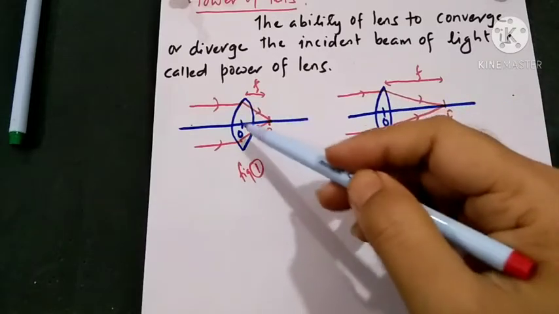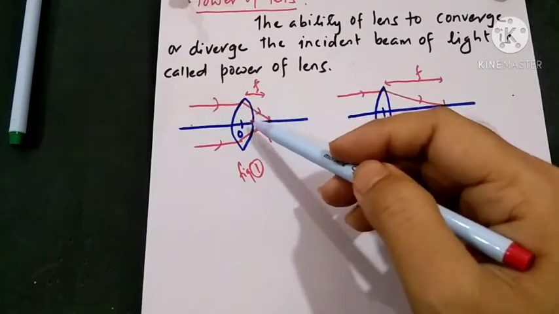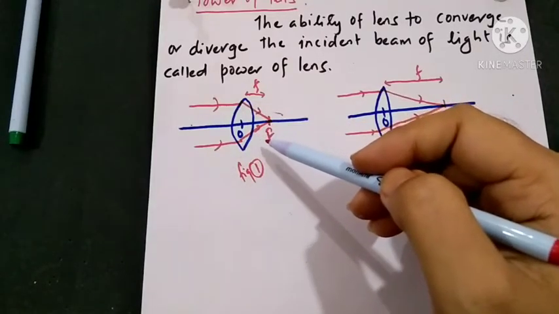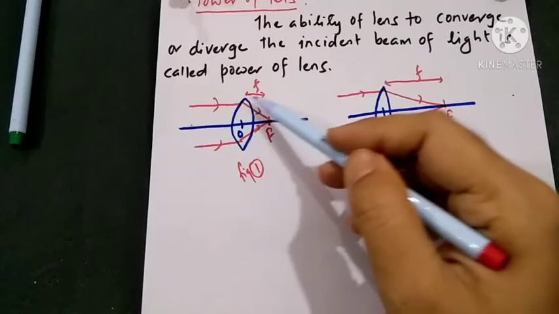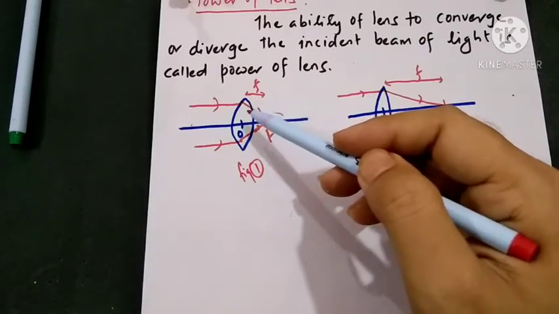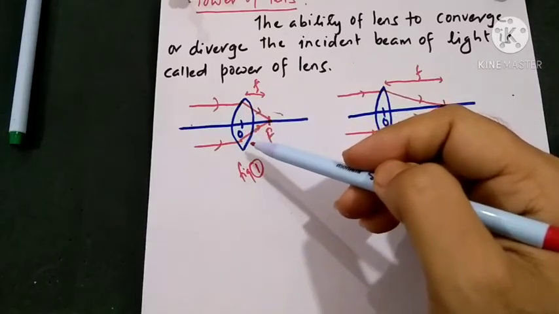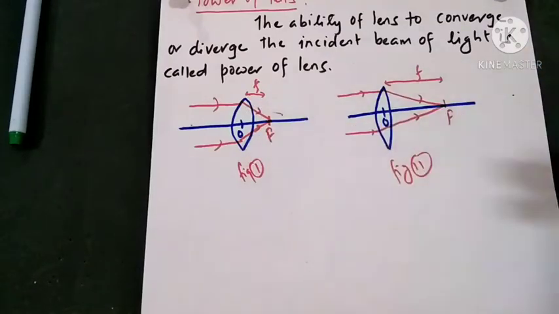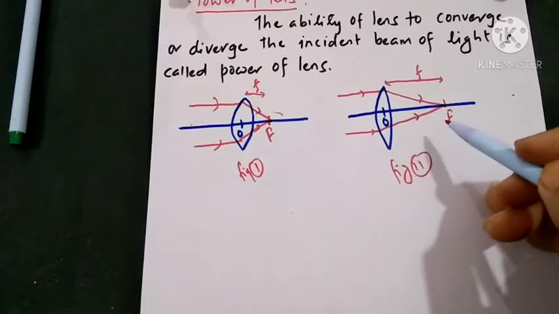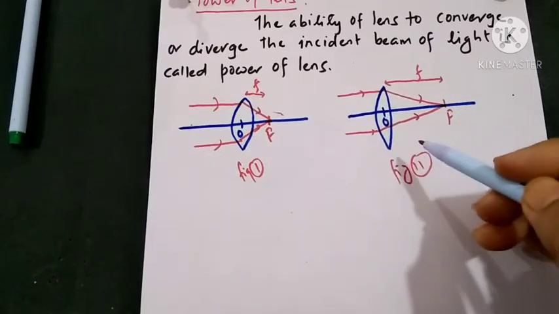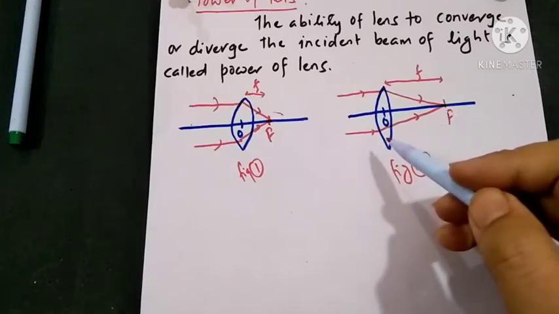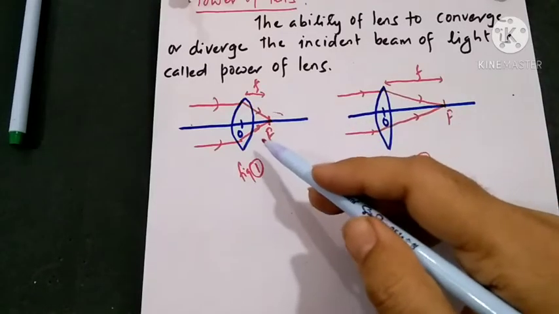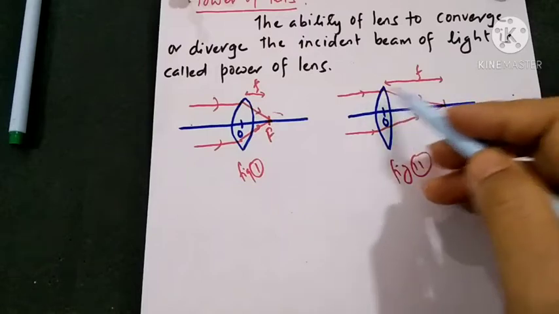Here the lens in figure 1 can converge light rays more because its focal length is shorter. Focal length shorter means the focus lies nearer to the lens. In this other ray diagram, see here, the focus lies a little bit far away from this lens with respect to this figure, so its focal length is greater.